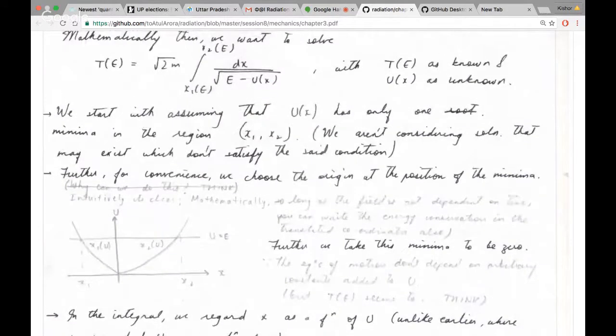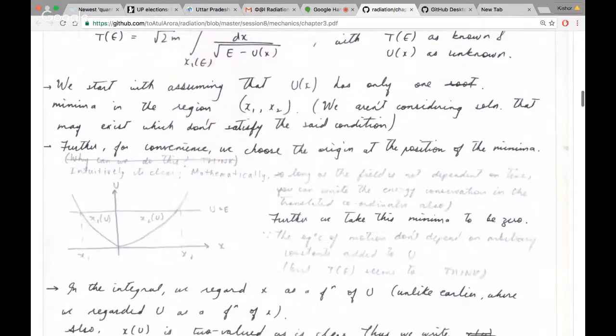Why not? Because the positions of x1 and x2 would depend on the arbitrary constant added to U, right? That's because you only care about the derivative of U for the dynamics. U by itself never contributes to the dynamics. Therefore, you can add an arbitrary constant. But the limit points occur where E equals U of x, right? When you add some arbitrary constant to U, you add it to both E and U. You get an E prime. That's all.